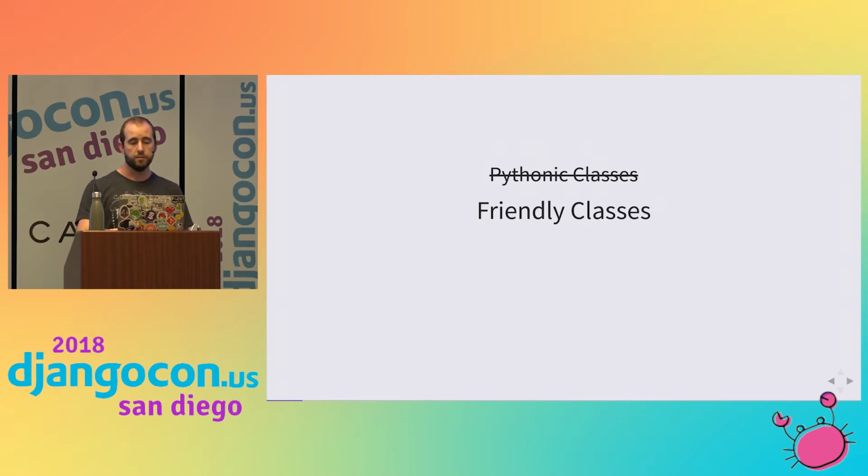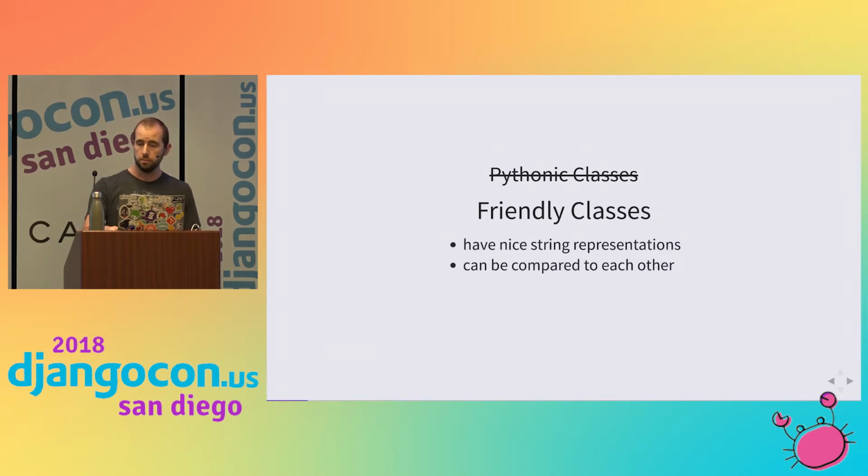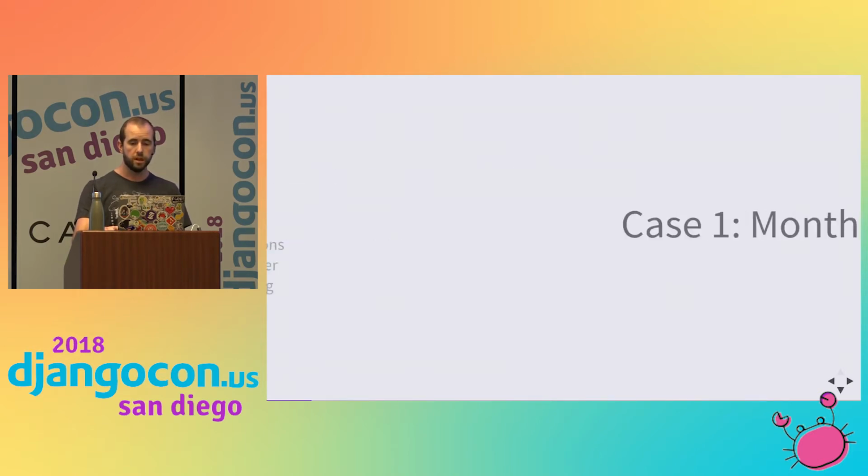So friendly classes have a nice string representation, and they can be compared to each other in ways that make sense. More than that, even, they can overload operators. So you can use plus, minus, any type of operators that make sense on your class. Maybe iterability, hashability, there's a lot of stuff we could implement in our class to make it friendlier for other developers to use. So the first example we're going to look at, two examples here.